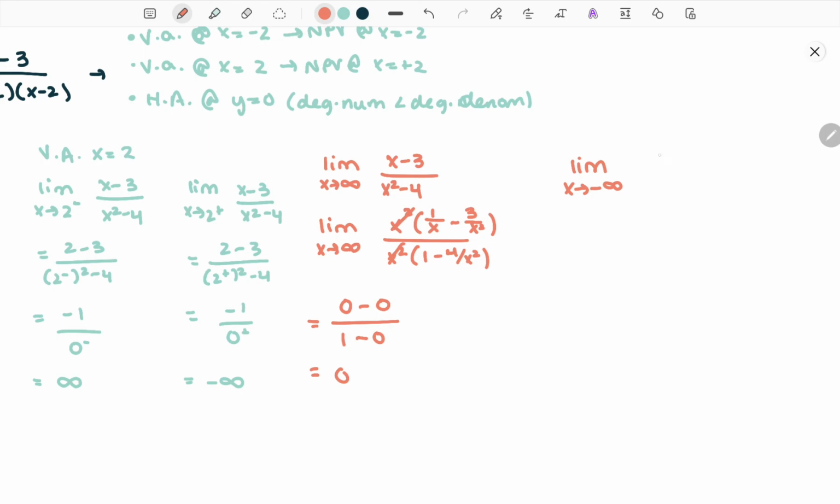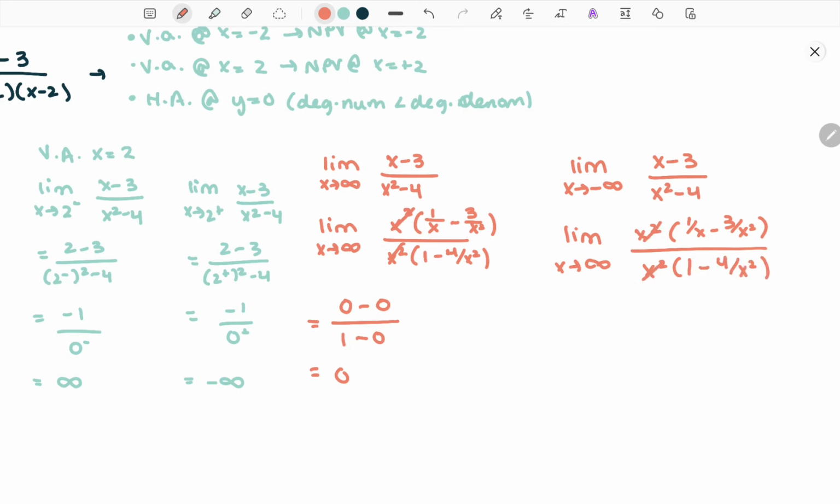So let's check negative infinity as well. It's going to be the exact same process. I'm going to factor an x squared out of both. 1 over x minus 3 over x squared. 1 minus 4 over x squared. They cancel out. The same rule applies with a negative infinity as it does a positive, so I get to the exact same result. 0 minus 0 over 1 minus 0. The only time we'll really see that sign change is with those radicals, for our intents and purposes.